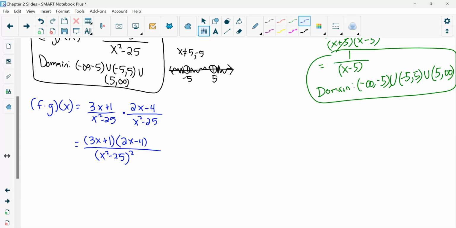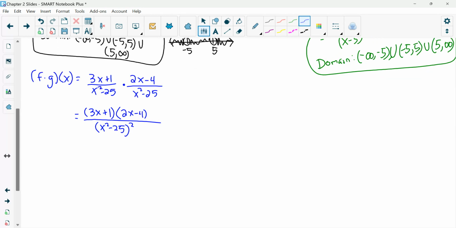Now we'd want to see if we can simplify this any further. So I'm going to FOIL the top. That'd be 6x squared minus 12x plus 2x minus 4. So when I combine the like terms on the top, we get 6x squared minus 10x minus 4.